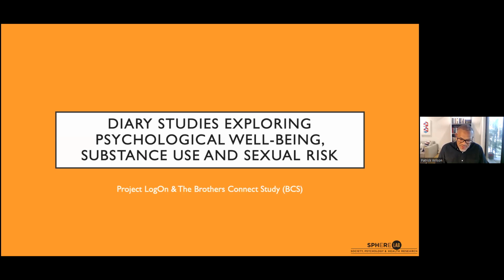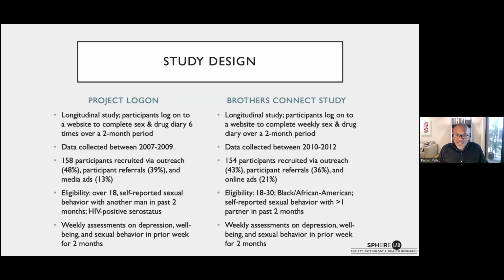Again, these aren't the most recently conducted, but I believe they still give us direction. At least for me, they've provided direction for the kind of work that I intend to do and am doing currently. The first study was called Project Log On, and the second study was called the Brothers Connect study. These were both studies that involved weekly diaries where we asked people to document their substance use and sexual behaviors over a 2-month period. Both had about 150 participants each.